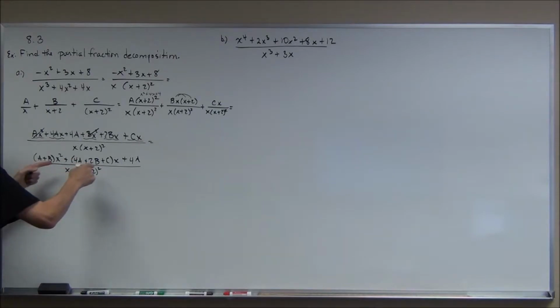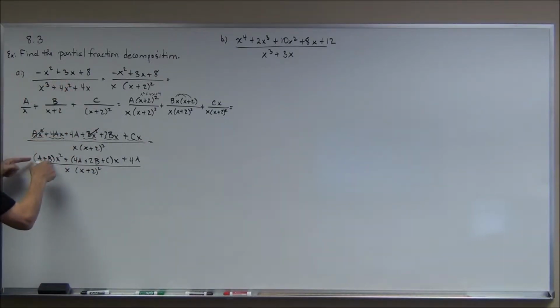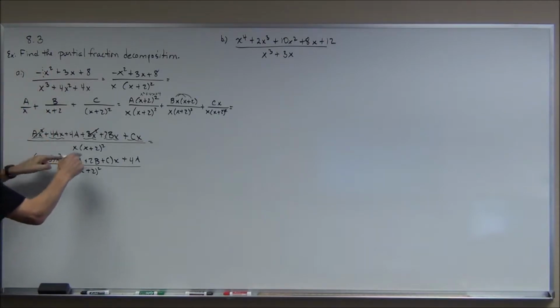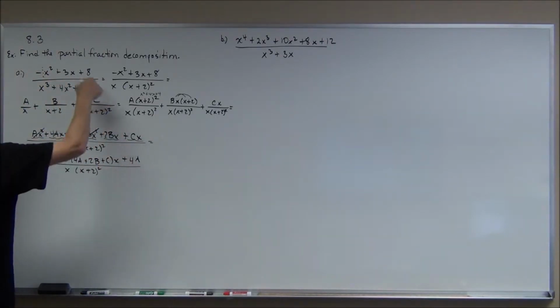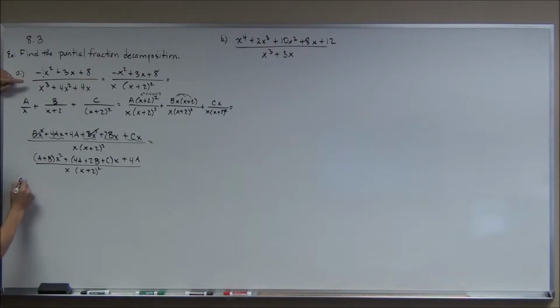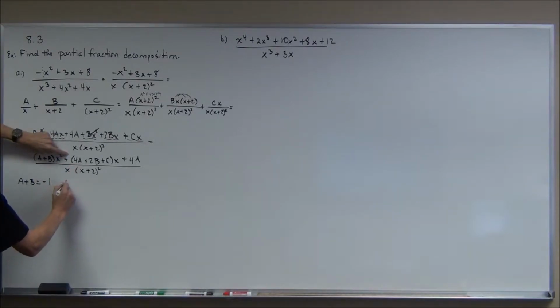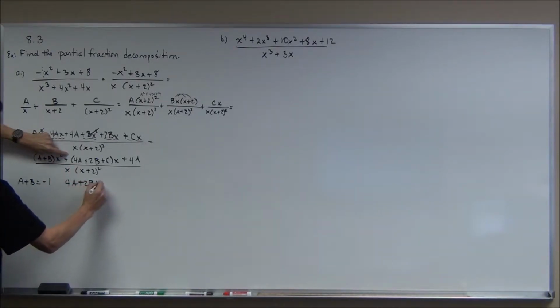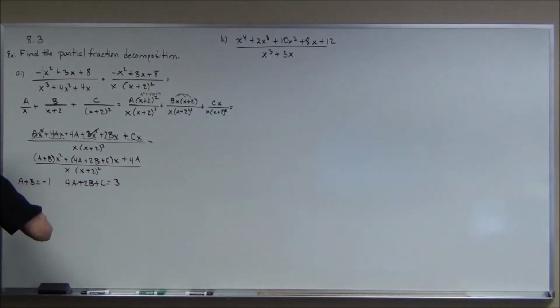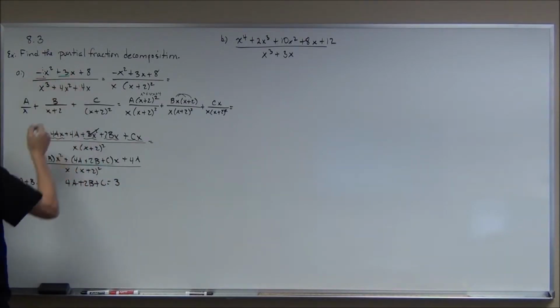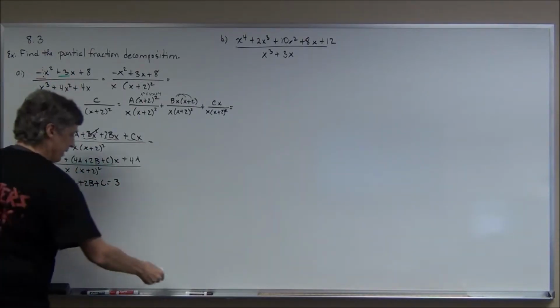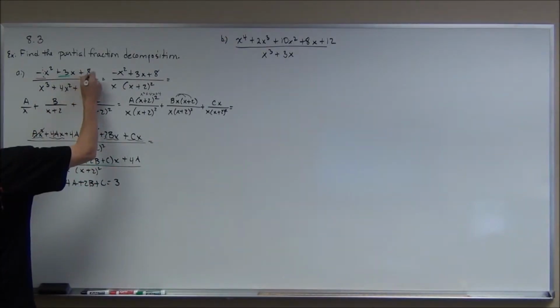Well, remember, this has to equal the original. So this coefficient has to equal -1, this coefficient has to equal 3, and this constant term has to equal 8. So I have A plus B is equal to -1. I have 4A plus 2B plus C is equal to positive 3. That's right here. These two are equal. These two are equal, and I'm equating them. And then the constant terms, these two are equal.